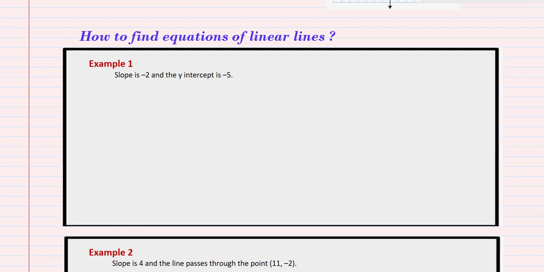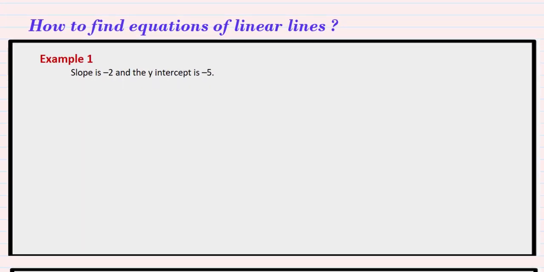We're going to find linear equations when some values are given to us. In the first example, the slope is negative 2, the y-intercept is negative 5. And we're going to find the equation. So we know y equals mx plus b. This is the formula we can use. Now the slope is given to us. Slope is negative 2, and the y-intercept is b, which is negative 5. Now when these two values are given, it's very straightforward. We can say y equals slope is negative 2x and negative 5. That would be the equation of the line.